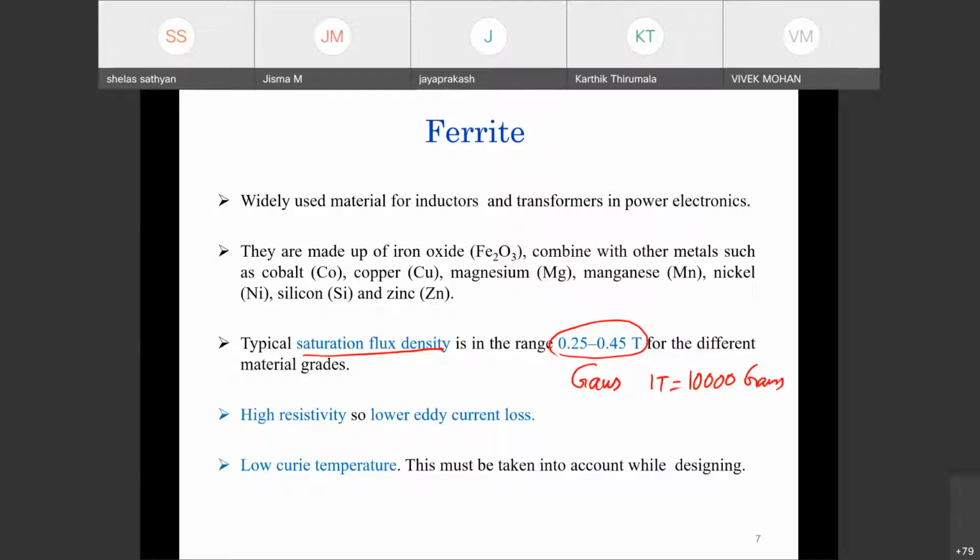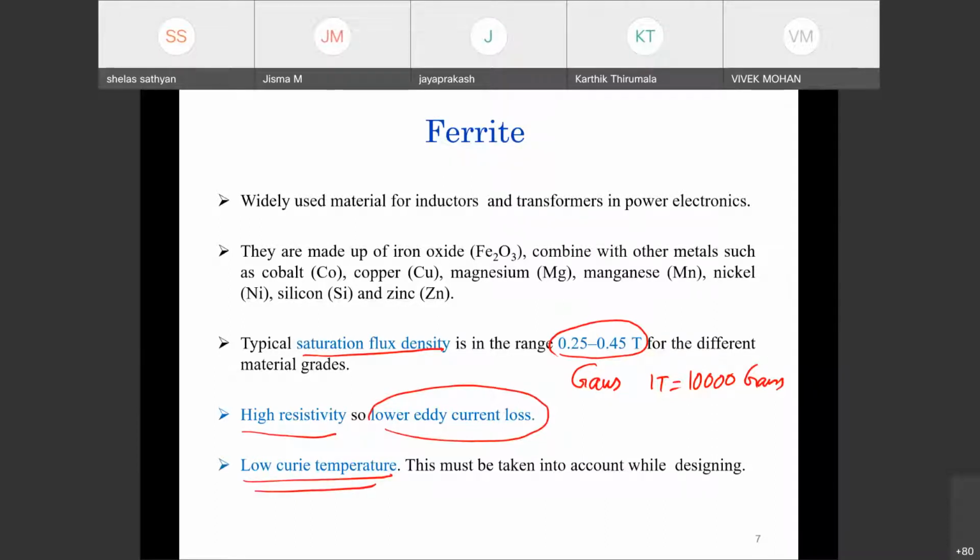So that conversion you may require to use depends upon the data sheet which we are using. The saturation flux density of the ferrite core is quite small. It is in the range of 0.25 to 0.45 Tesla. They have high resistivity and lower eddy current losses as well as hysteresis losses. And one important thing is that it has a very low Curie temperature.